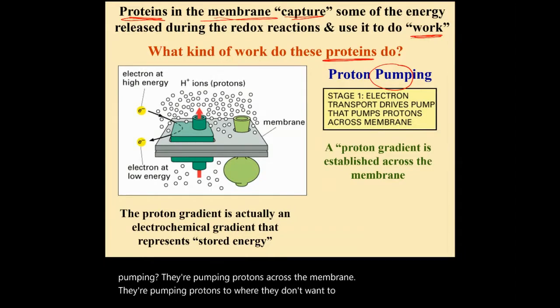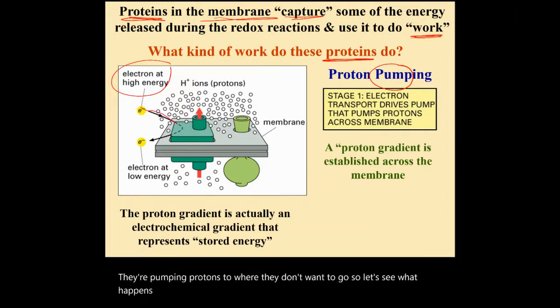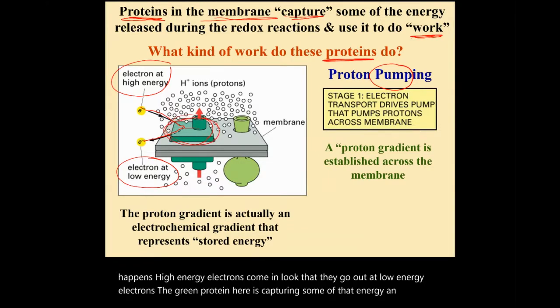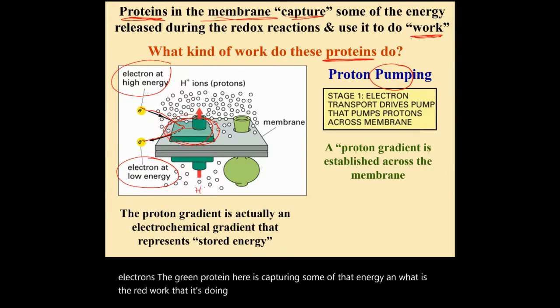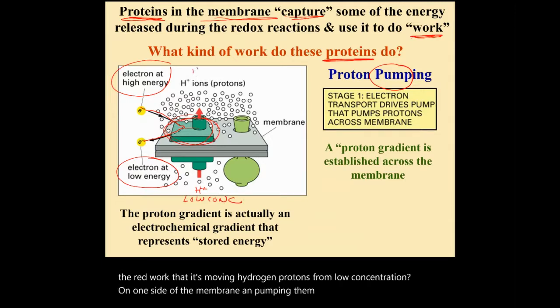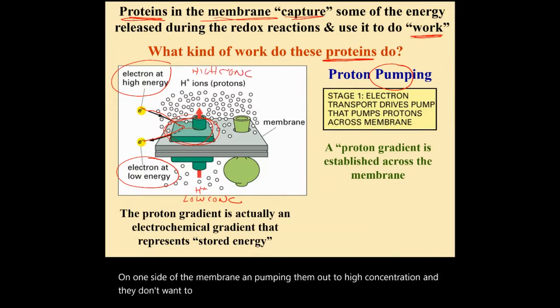So let's see what happens. High energy electrons come in. Look at that. They go out as low energy electrons. The green protein here is capturing some of that energy. And what is the red work that it's doing? It's moving hydrogen protons from low concentration on one side of the membrane and pumping them out to high concentration. And they don't want to go, correct?